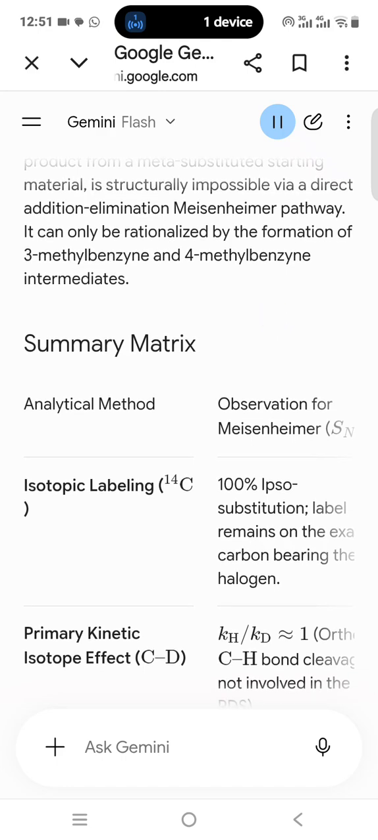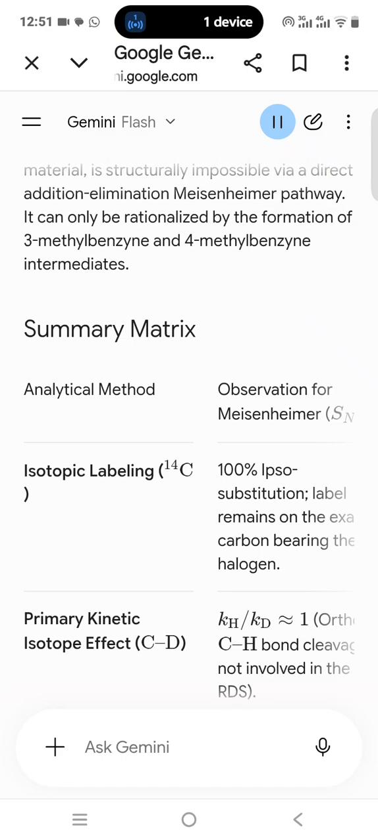Note, for fluorobenzene, proton abstraction is fast and reversible, making the subsequent loss of the fluoride ion the RDS. In that specific scenario, no primary KIE is seen unless a weaker base is used, but the elimination step is still verified through deuterium exchange with the solvent.